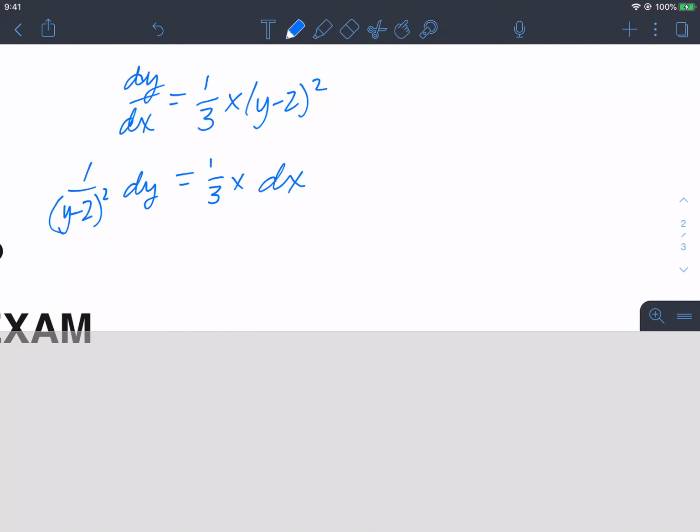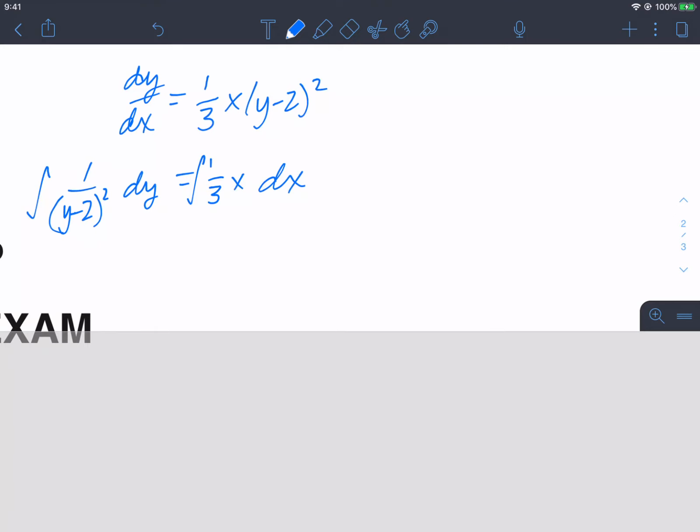My next step would be to get rid of the dy and the dx. The way that we get rid of those is using an integral. So we're going to take the integral on both sides. Now, because these are both equations, we need to figure out their antiderivatives.